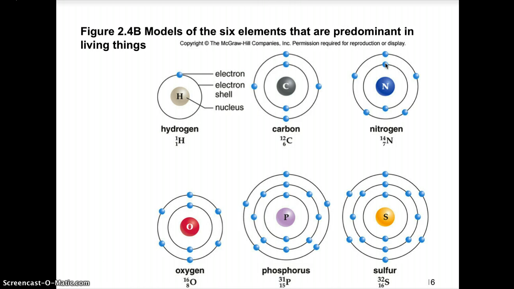So here are the models of the 6 elements that are predominant in living things: hydrogen, carbon, nitrogen, oxygen, phosphorus, and sulfur. And here you can see somewhat of a Bohr representation. Remember, Niels Bohr said that electrons are found in fixed distances from the nucleus in the regions that we call orbitals or shells.